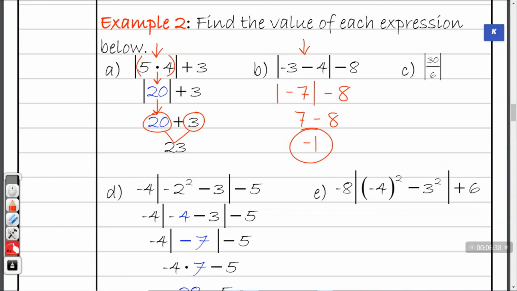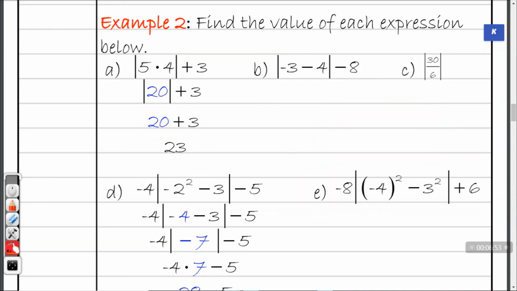All right, try C. In C, hopefully you realize there's nothing outside of our absolute value bars, but inside we do have 30 divided by 6. That would give me the absolute value of 5. And the absolute value of 5 is 5. And we're done. All right, but what about D?